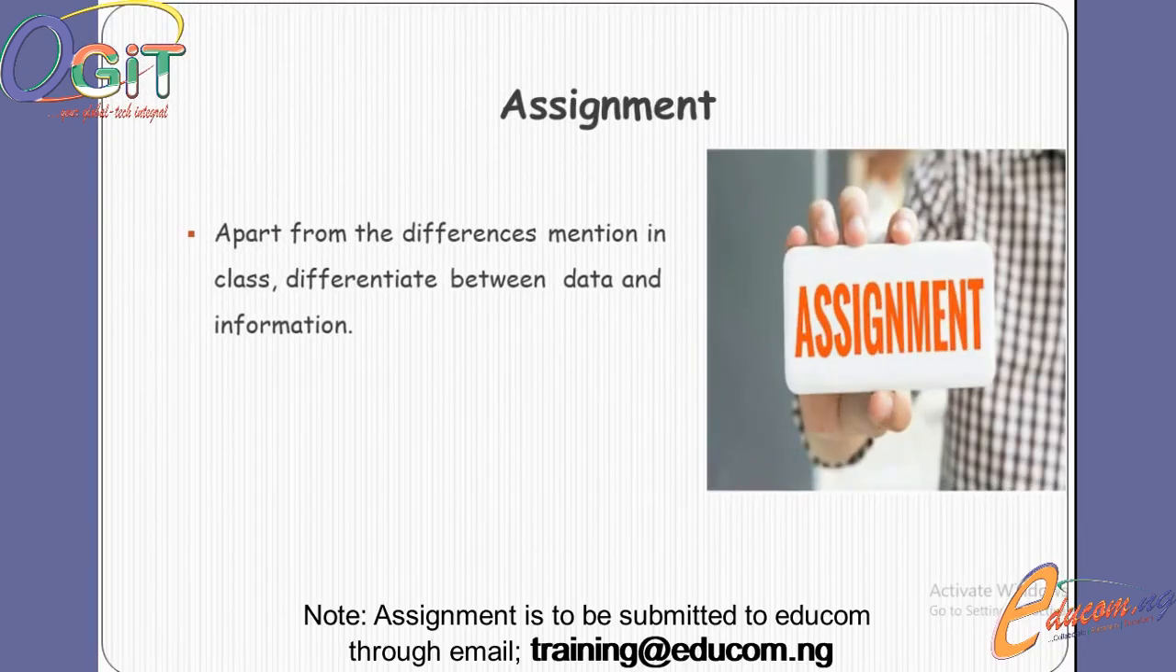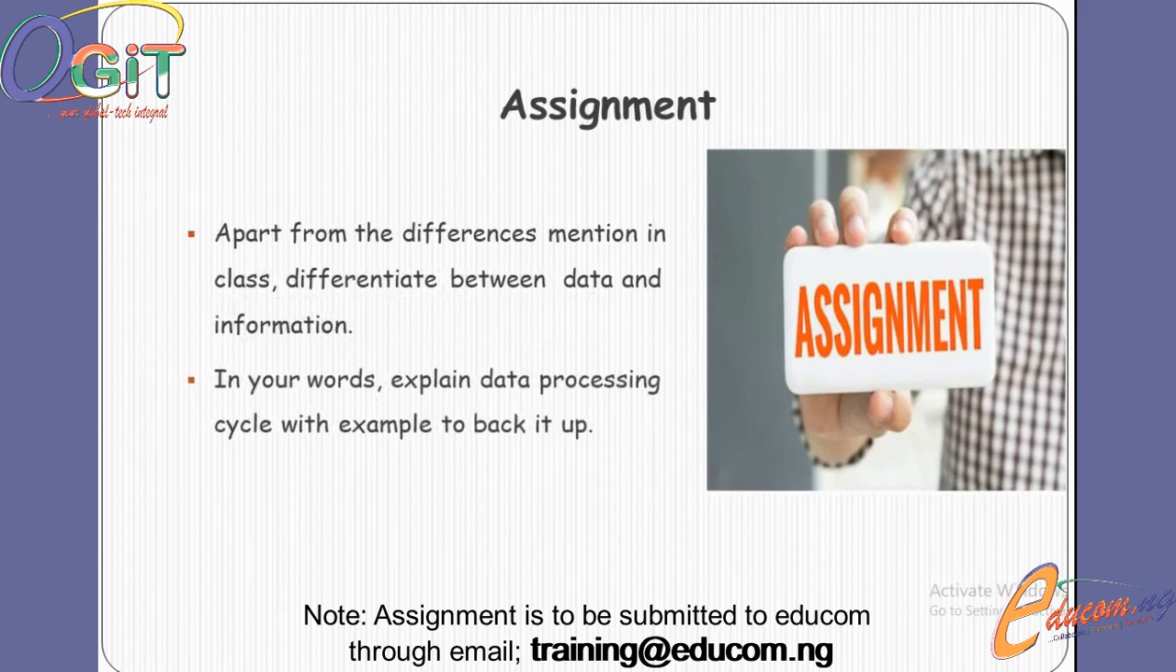Assignments. Number 1: apart from the differences mentioned in class, differentiate between data and information. Number 2: in your own words, explain data processing cycle with example to back it up.